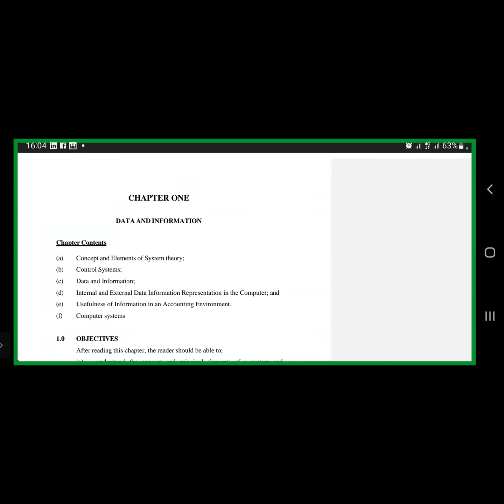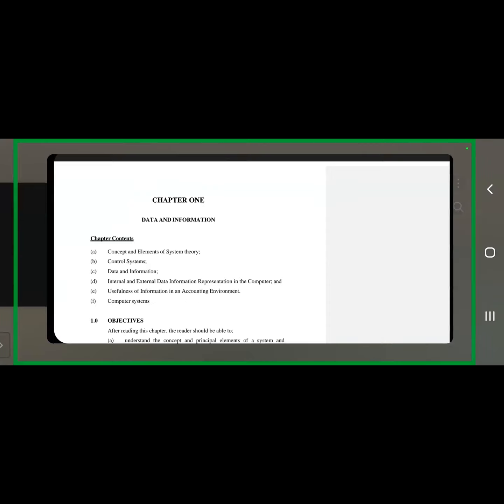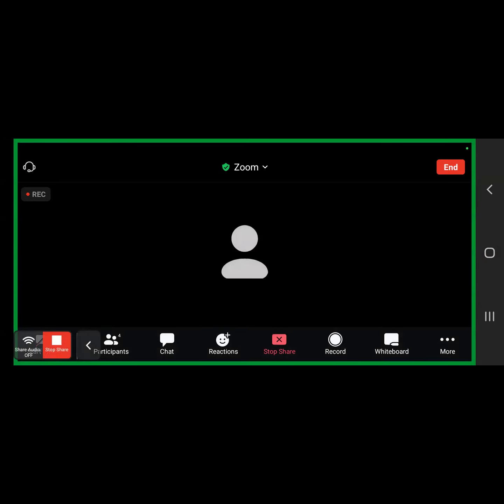So also don't forget your assignment, which is on accounting software. List 10 accounting softwares that you know. Go and make your research on the internet. 10 accounting softwares. I will also be asking you some questions on chapter 1 before we start our classes next week.